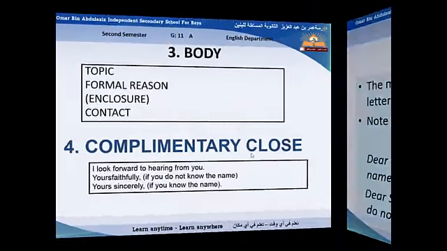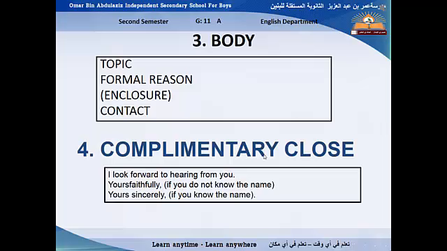The body is divided into topic, formal reason why you are writing this letter, enclosure, and contact if you want them to keep in touch with you after you finish your letter. Then you write the complimentary close. I look forward to hearing from you, meaning that you are waiting for their reply. Then you write yours faithfully if you don't know the name, yours sincerely if you know the name of the receiver of the letter.